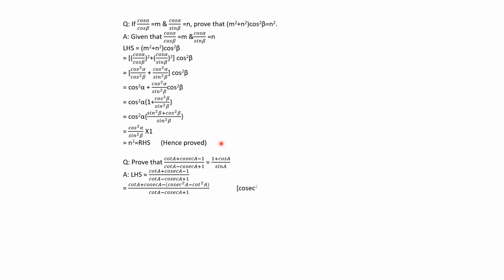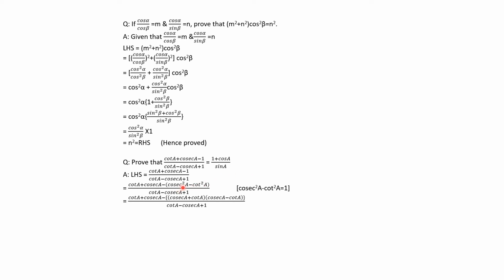Or you can write this 1 as cosec square A minus cot square A. So it is cot A plus cosec A minus (cosec square A minus cot square A) whole divided by cot A minus cosec A plus 1. On simplifying, A square minus B square can be written as (A plus B) into (A minus B).